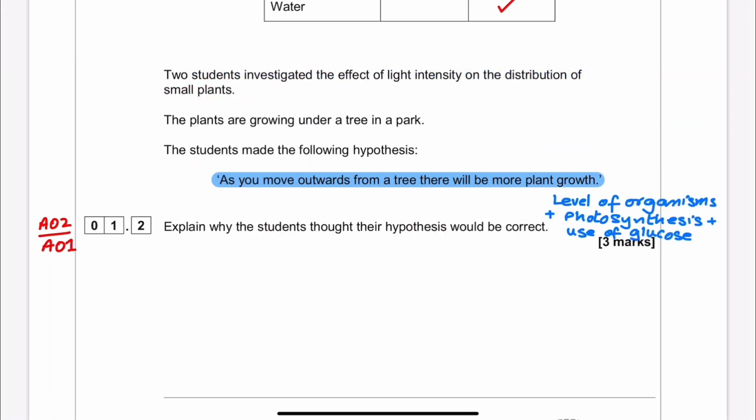Two students investigated the effect of light intensity on the distribution of small plants. The plants are growing under a tree in a park. The students made the following hypothesis: as you move outside from a tree, there will be more plant growth. 1.2: explain why the student thought their hypothesis would be correct.